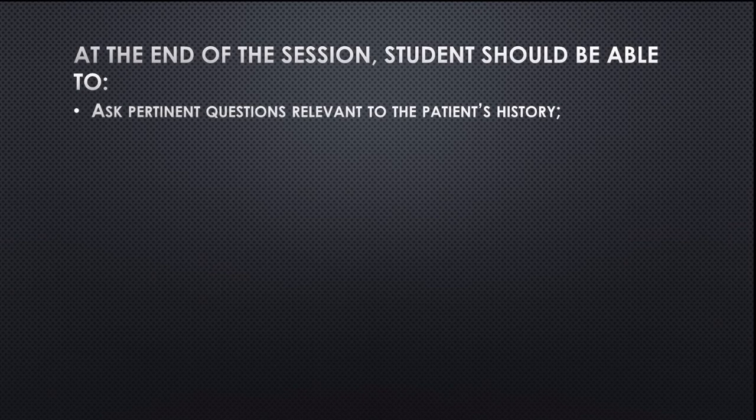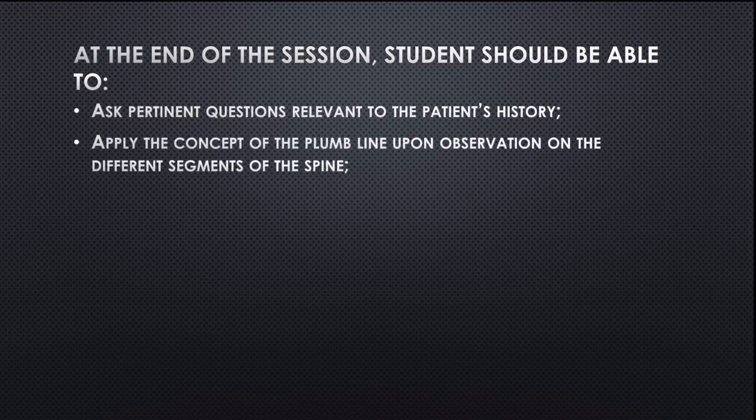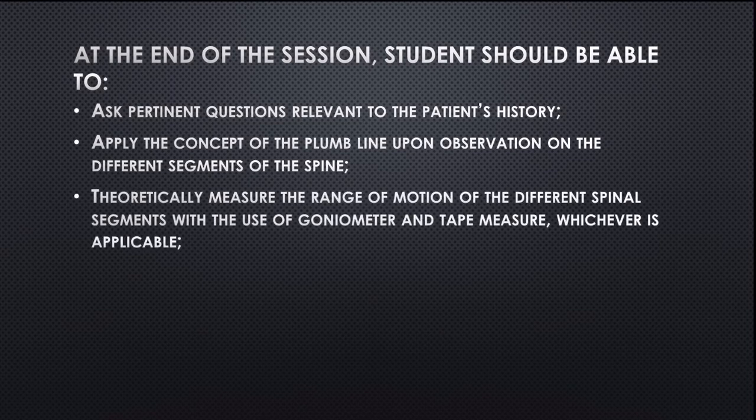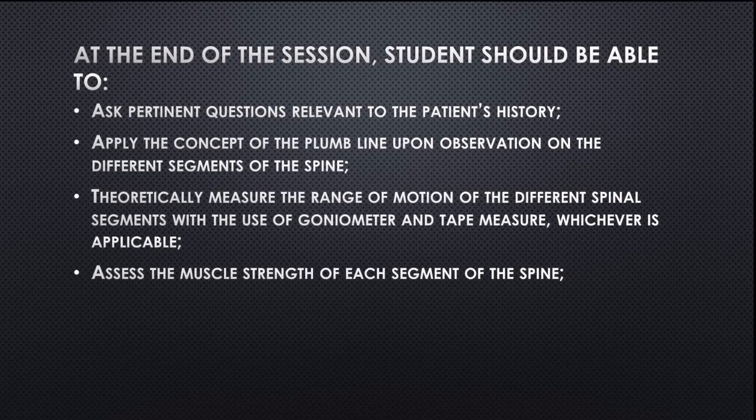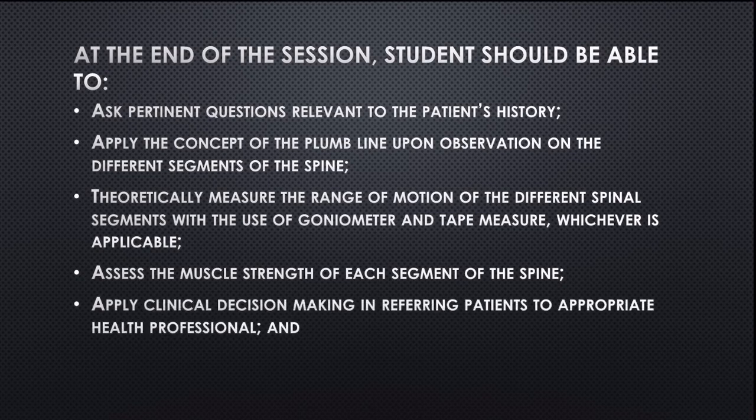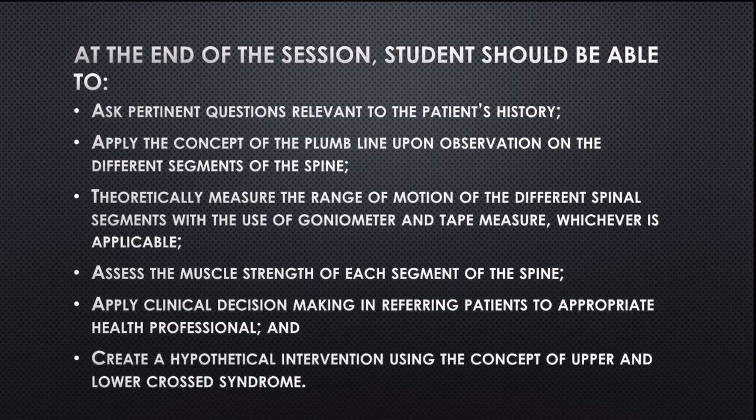At the end of the session, the student would be able to ask pertinent questions relevant to the patient's history, apply the concept of the plumb line upon observation of different segments of the spine, theoretically measure the range of motion of the different spinal segments with the use of goniometer and tape measure, whichever is applicable, assess the muscle strength of each segment of the spine, apply clinical decision making in referring patients to appropriate healthcare professionals, and lastly, create a hypothetical intervention using the concept of upper and lower crossed syndrome.